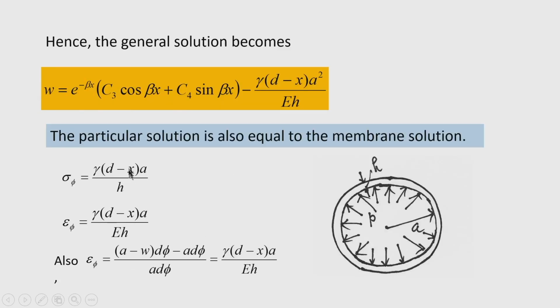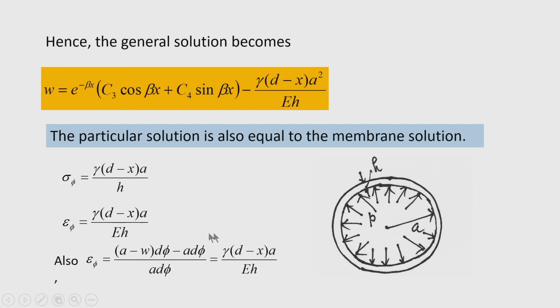So, the complete solution is written as W equal to e to the power minus beta x into (C3 cos beta x plus C4 sin beta x) minus gamma (d minus x) a square divided by E h. And again we will prove that the particular solution is also the membrane solution. So, let us prove this.